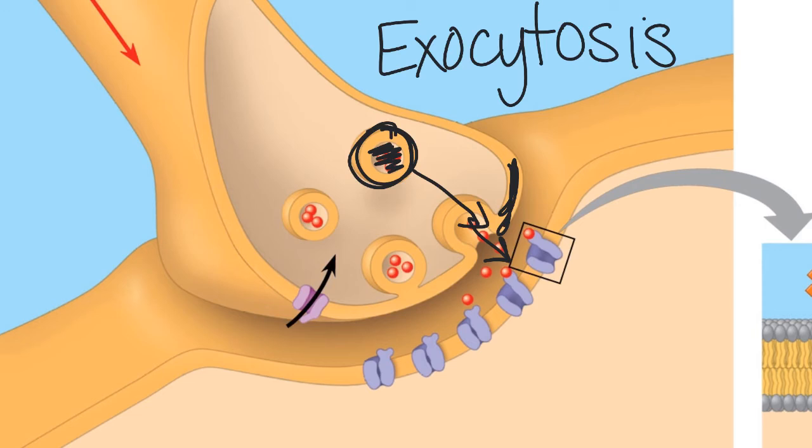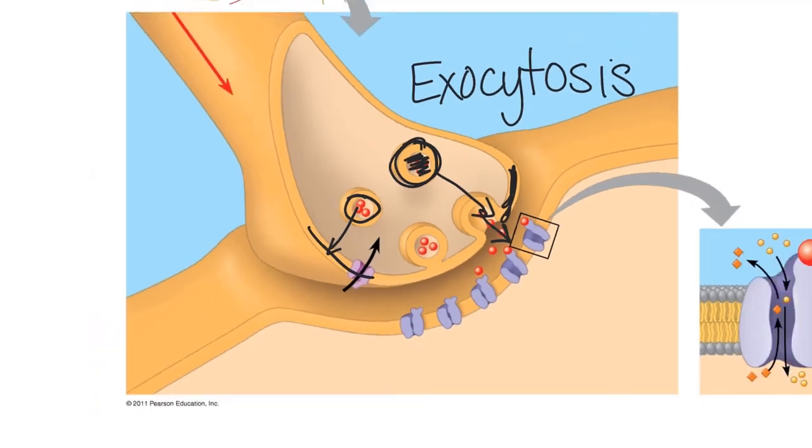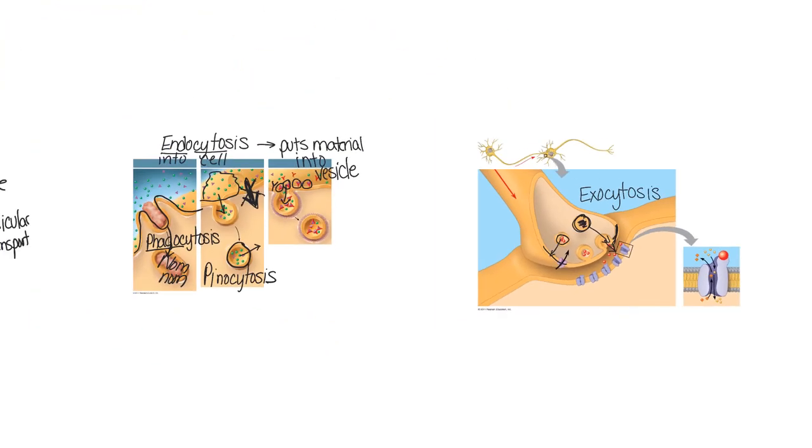So they're going to take a little pocket full of whatever the hormone is, go to the plasma membrane and merge so that they can pop it out. Okay. Boom. I don't know why there's a picture there.